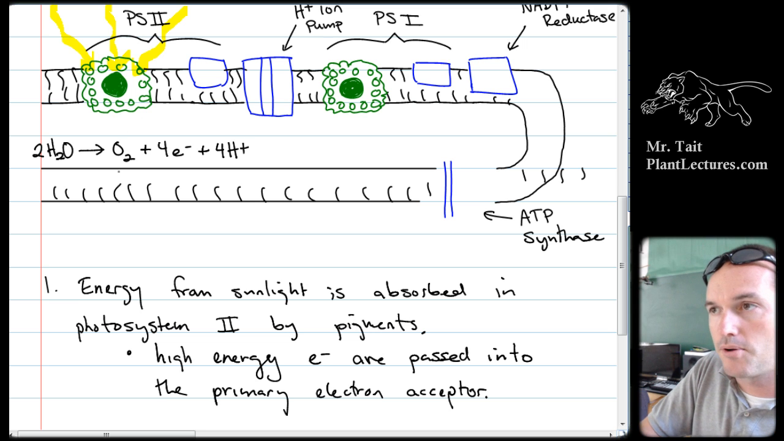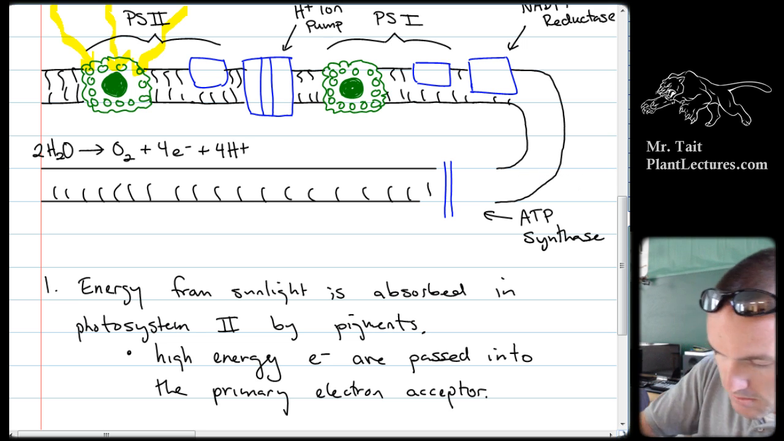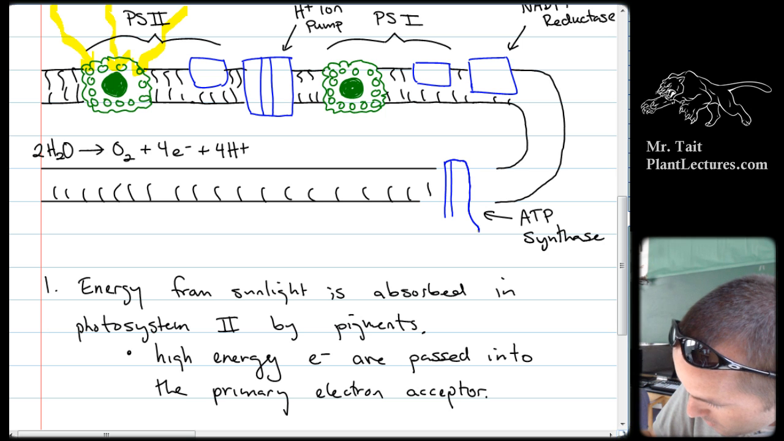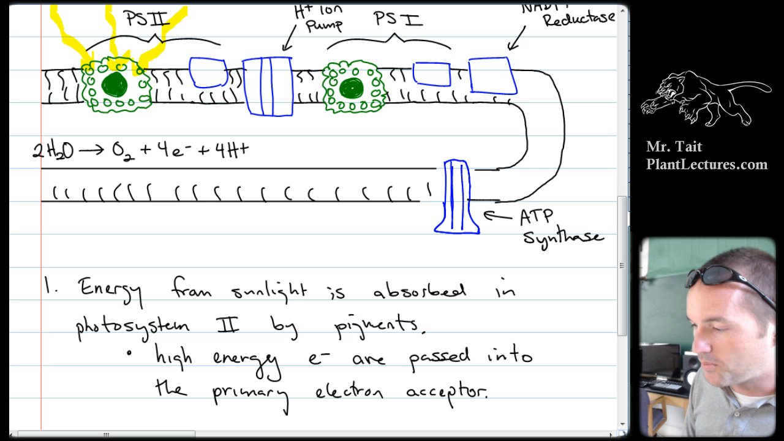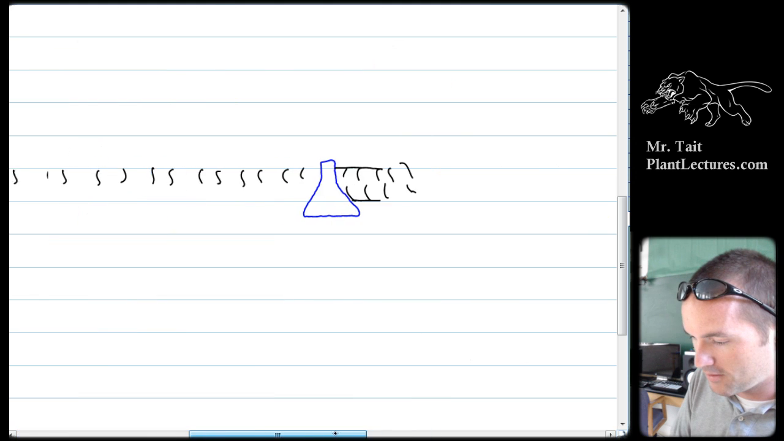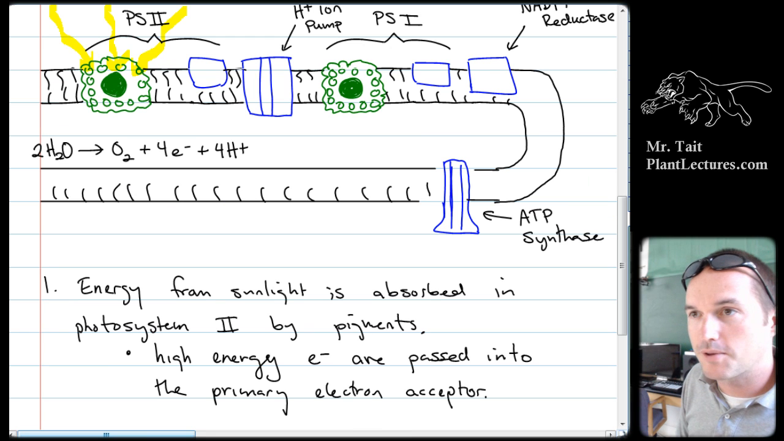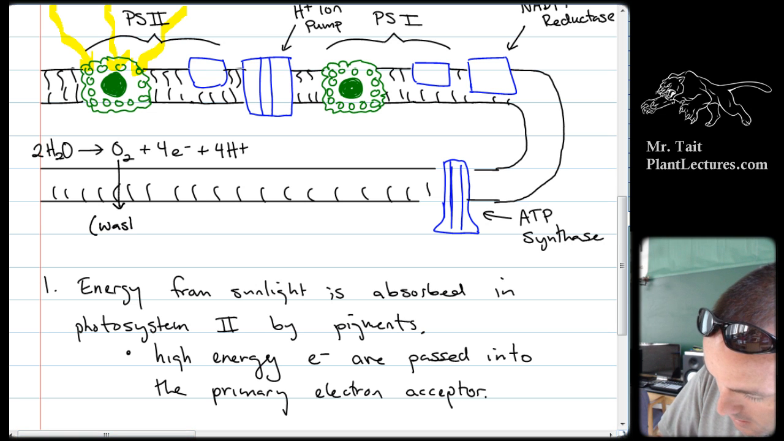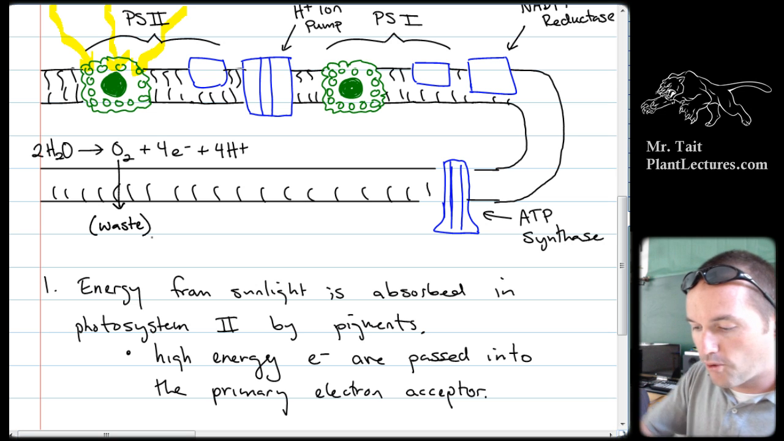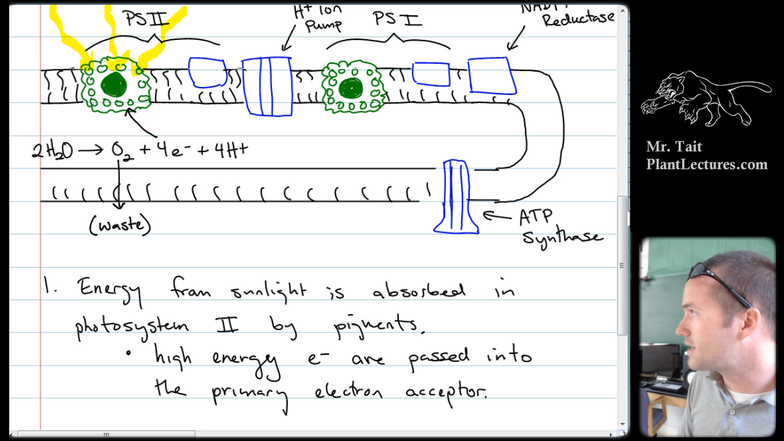The O2 is a small nonpolar molecule that's waste, so what happens? Small nonpolar molecules, what can they do? Diffuse out. So this is waste. The O2 is just going to diffuse out of the membrane. The 4 electrons are going to replenish the electrons that were in photosystem 2. And we're going to talk about the H plus ions later.